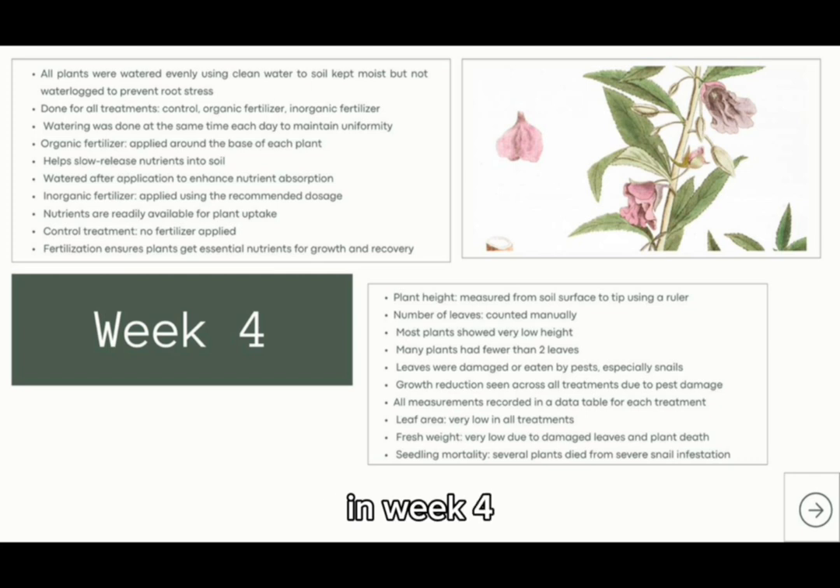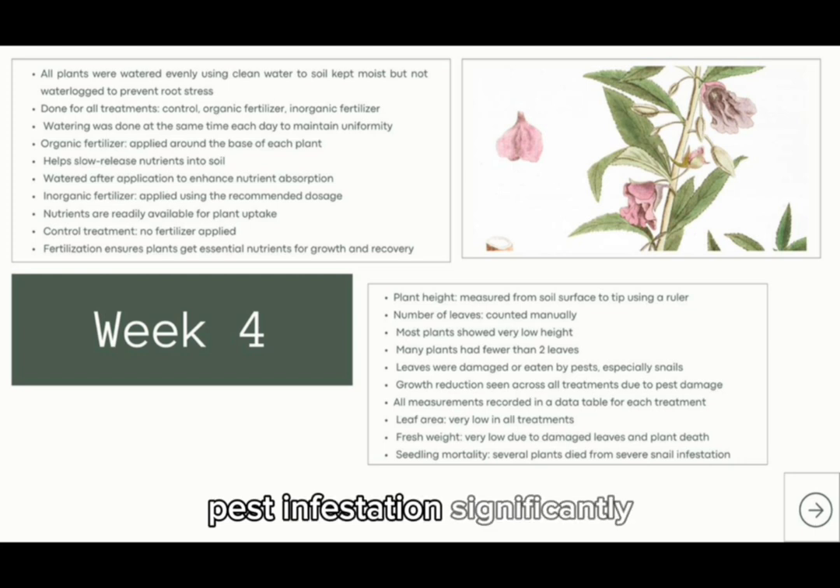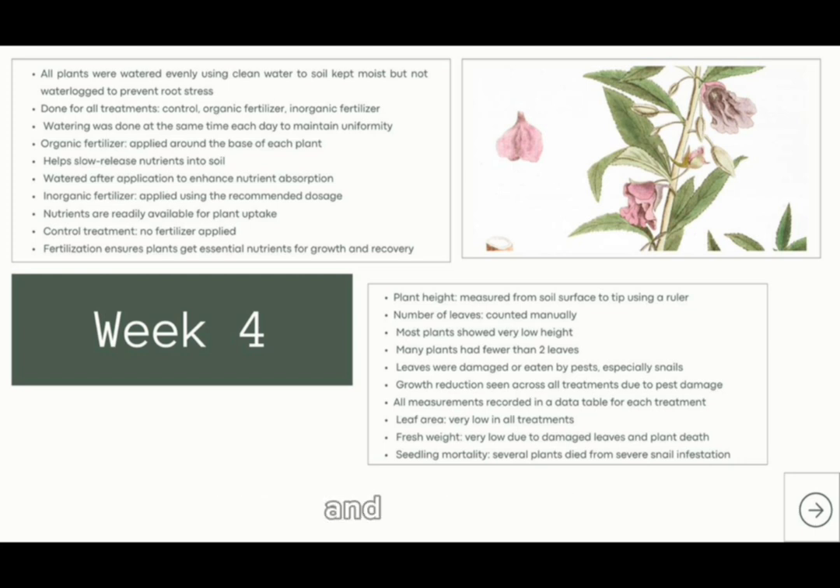In week 4, the leaf area and fresh weight were very low and several seedlings died due to severe snail infestation. This observation indicates a clear decline in plant growth across all treatments. In conclusion, although watering and fertilizing were carried out properly in week 4, pest infestation significantly affected plant growth and the data collected.